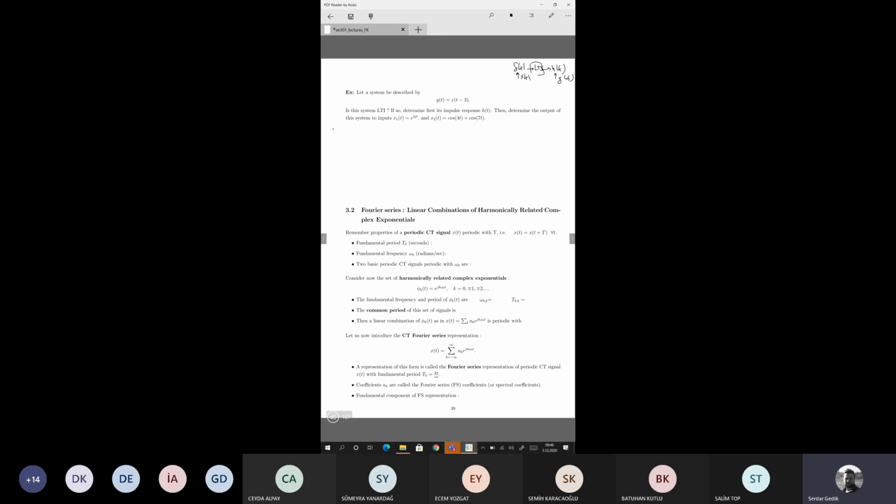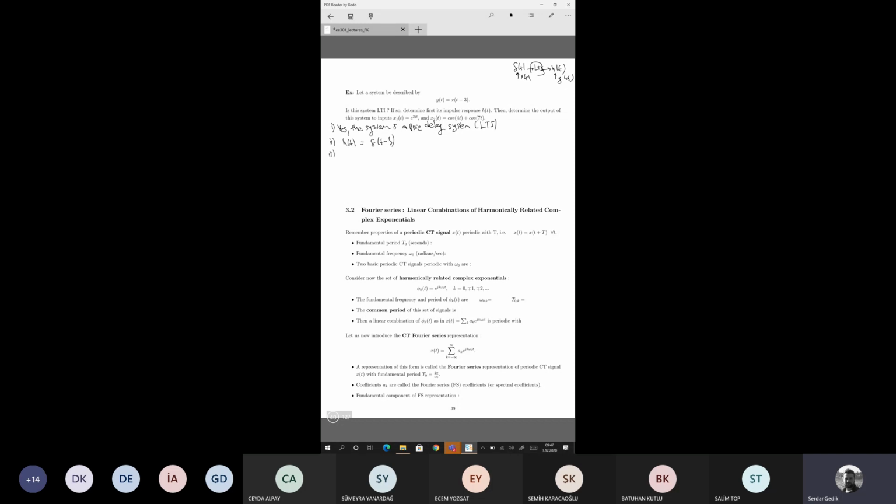So first, please note that, of course, the system is LTI, and it is a pure delay system. So this is our first question, first answer. The second part is determine its impulse response. So I know that if x of t is impulse, y of t is the impulse response. So h of t is simply impulse of t minus 3. So that's it.